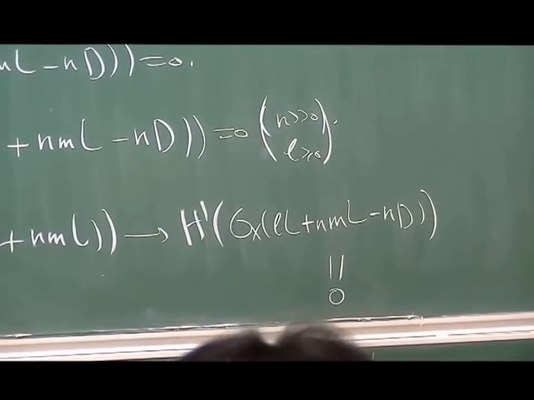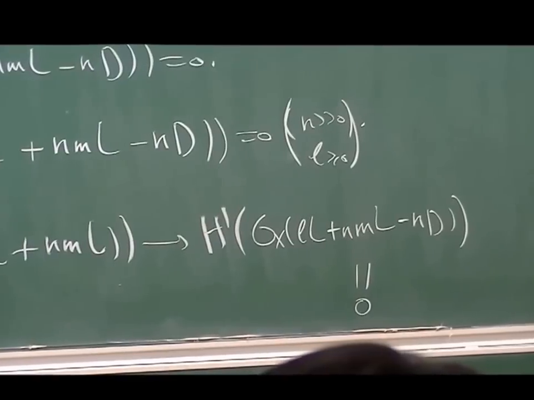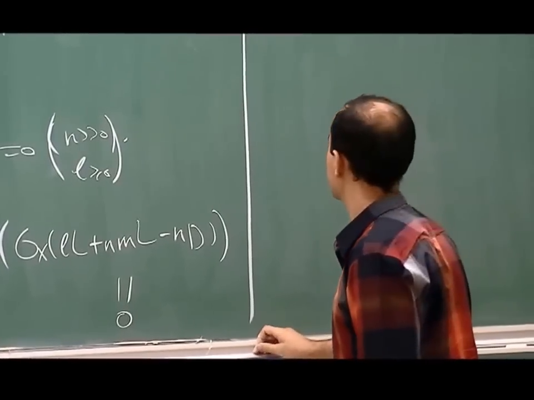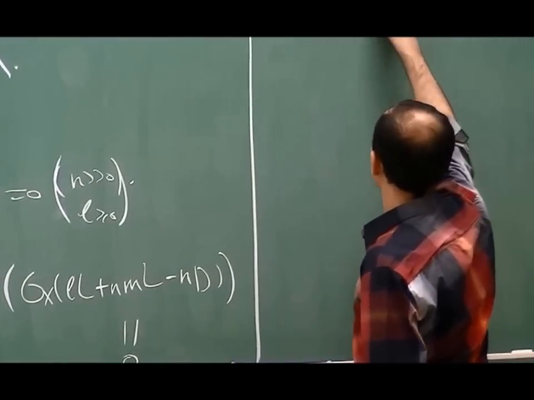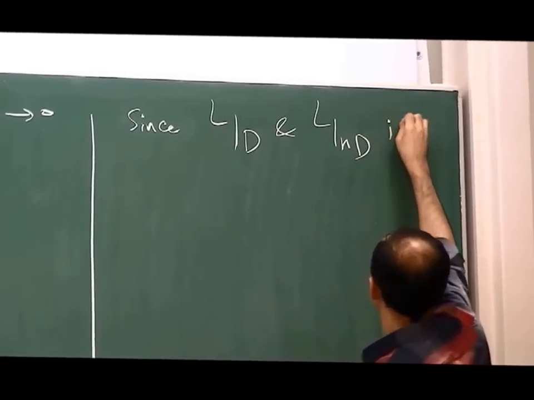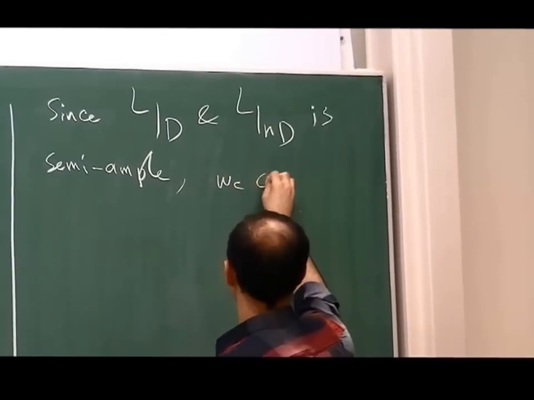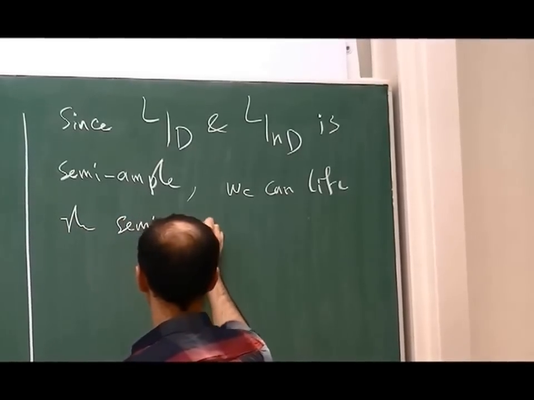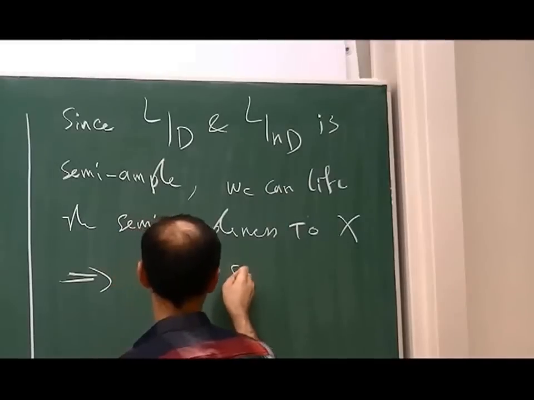So this means that you can actually lift sections from this closed subscheme. You can just fix the n, but you can take the L to be quite large. So you can lift sections from this n times D, and then that means that you can essentially lift some m. So since L restricted to D and any multiple of this divisor is semi-ample, we can lift this semi-ampleness to the whole space. And therefore, L is semi-ample on the total space.